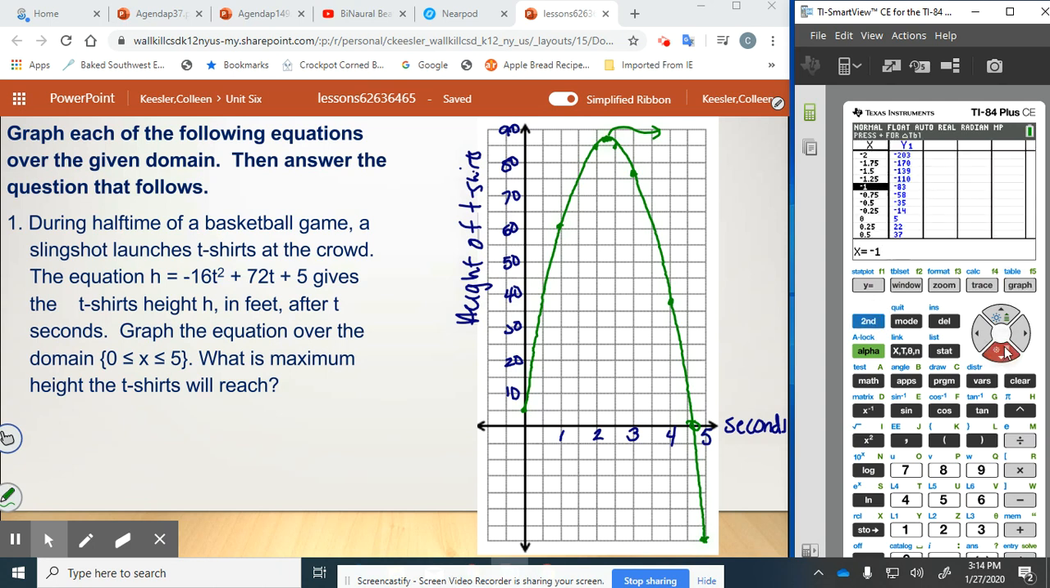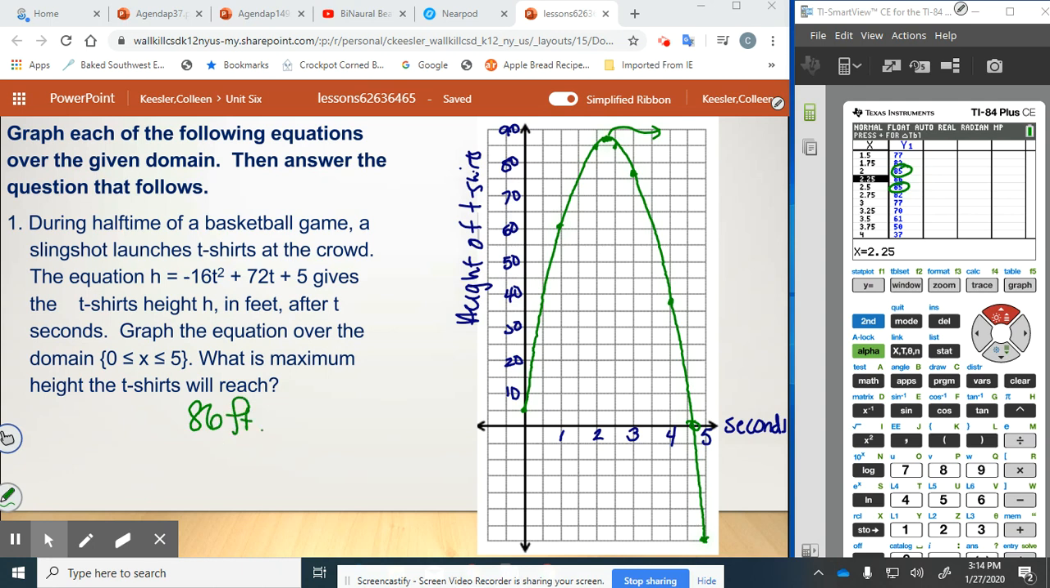And now, I didn't see it. Oh, there it is. It's between the two 85s, so it's at exactly 86. Okay, so how high will the t-shirts reach? We can answer with 86 feet.